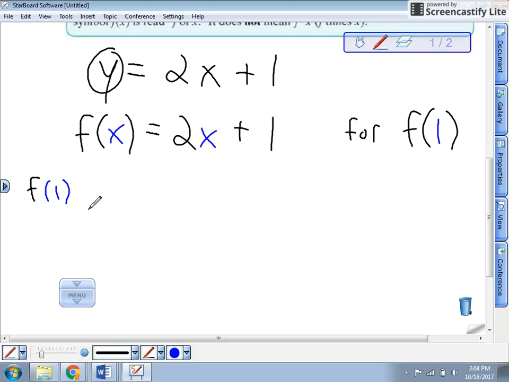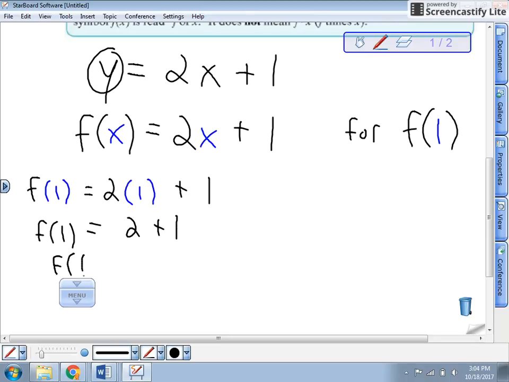equals 2 times x, but we said x is 1, plus 1. Then we just evaluate it. So f of 1 equals 2 times 1, which is 2, plus 1. So f of 1 equals 3.